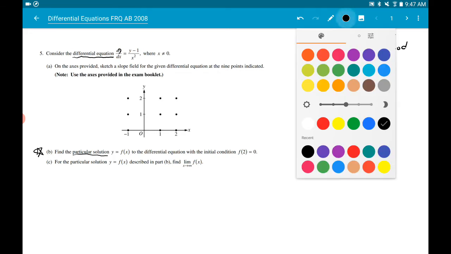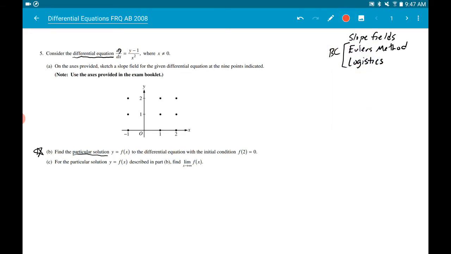And so part A says, on the axes provided, sketch a slope field. So slope is by definition dy/dx, and the slope field is just a bunch of little slopes at different points. So for instance, if you want to sketch the slope at the point (1, 0), you would take your dy/dx equation and plug in 0 for y and 1 for x, and you would get -1. And so you put a little line that has a -1 slope.